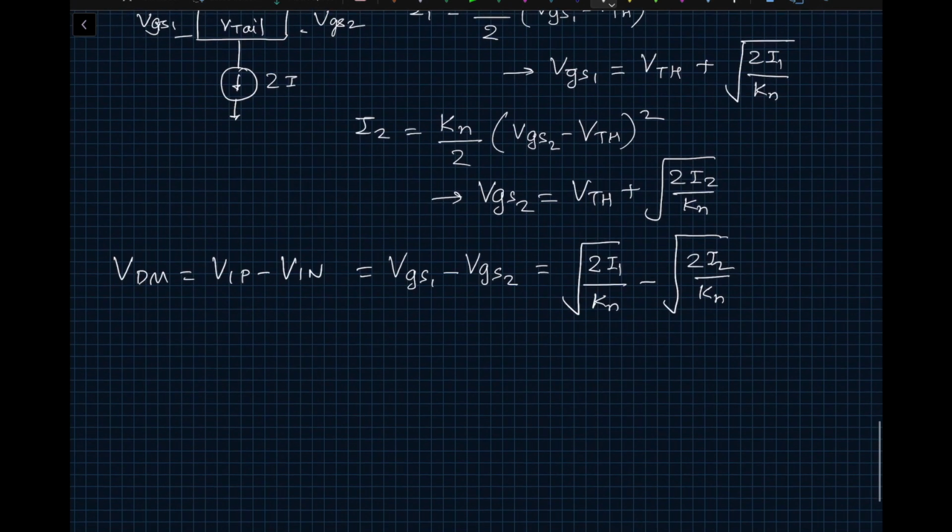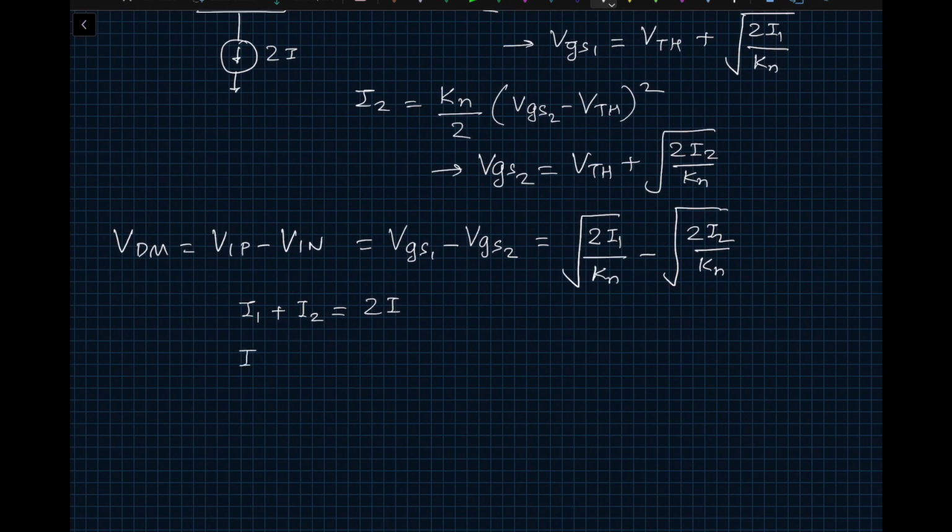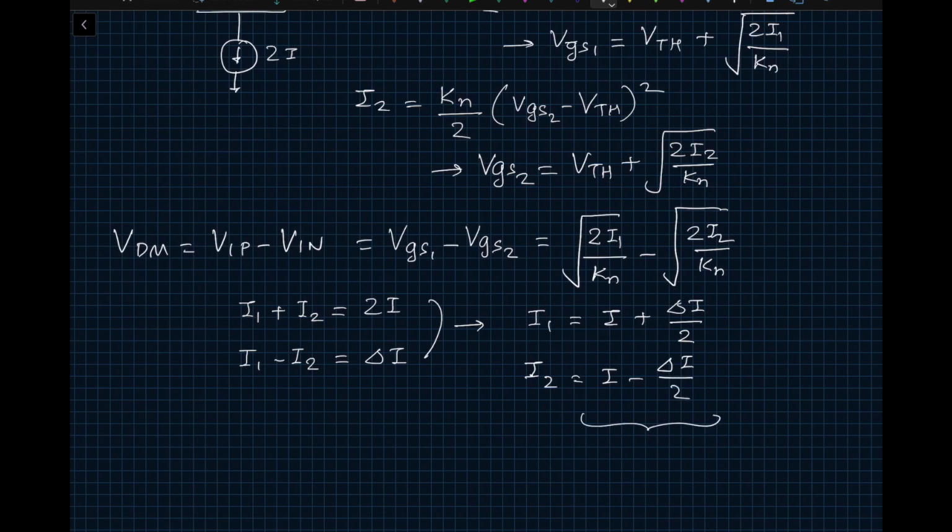MOSFET equations are a little bit tedious. The typical thing that we do here is we know that I1 plus I2 is equal to 2 times I. The current between the two branches sums up to 2I. Also, let's call I1 minus I2 equal to delta I, just a difference in the two currents. If you use these two expressions, then I1 will be equal to I plus delta I divided by 2 and I2 will be equal to I minus delta I divided by 2. This tells you there is a common mode current and a differential current, delta I being the differential current.